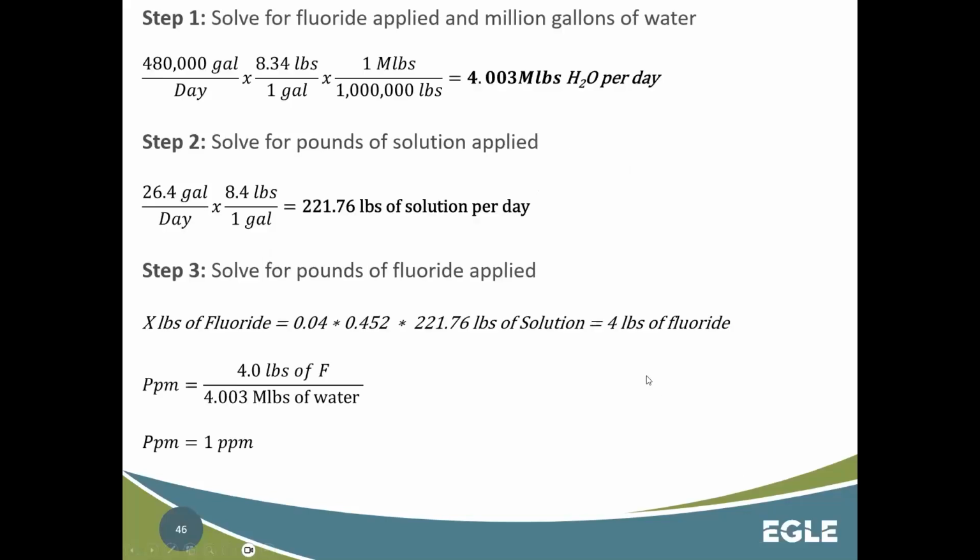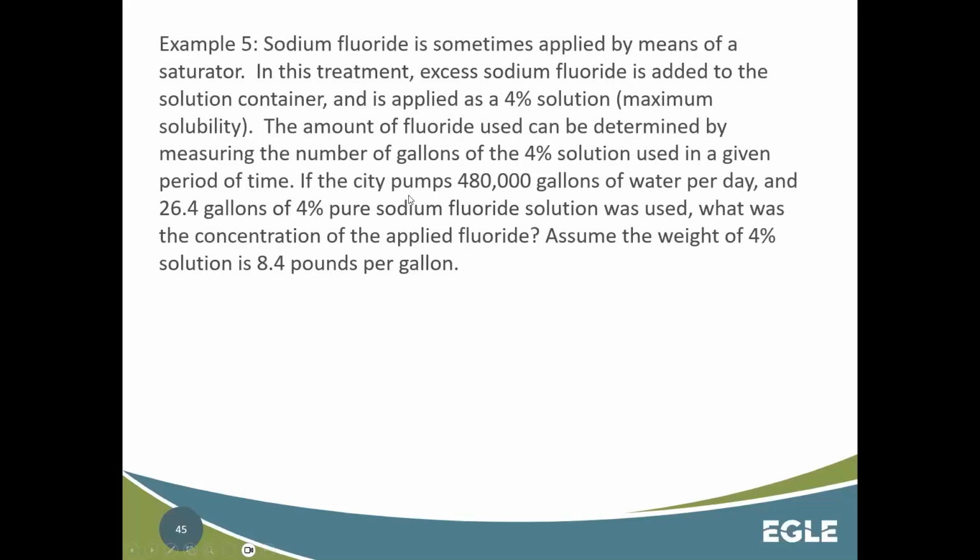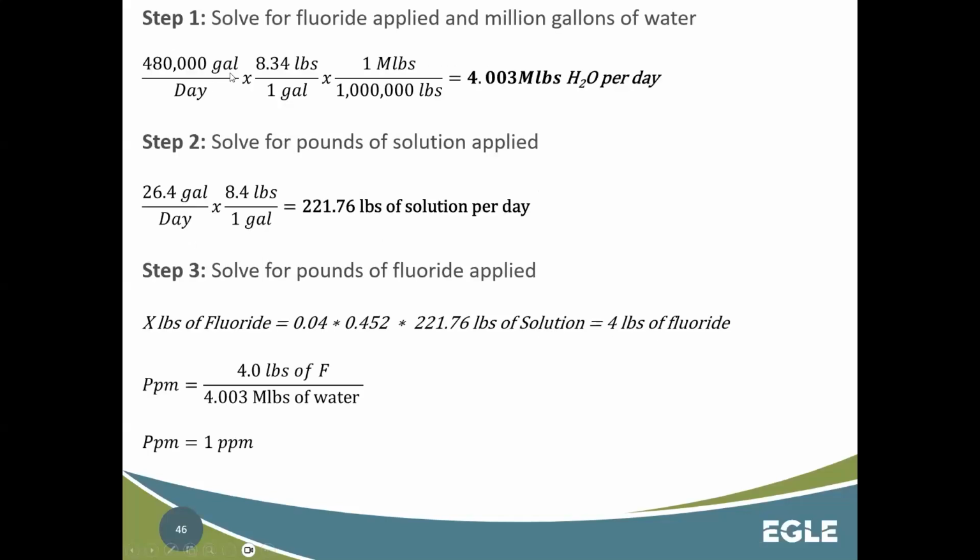Okay, so step 1 is finding our 1,000,000 pounds of water. So if I go back up, the city pumps 480,000 gallons of water per day. So that's gallons, and we need to get to 1,000,000 pounds. So 480,000 times our conversion factor. So we're going from gallons to pounds to million pounds. And if we multiply those together, we get 4.003 million pounds of H2O per day is pumped by the plant.